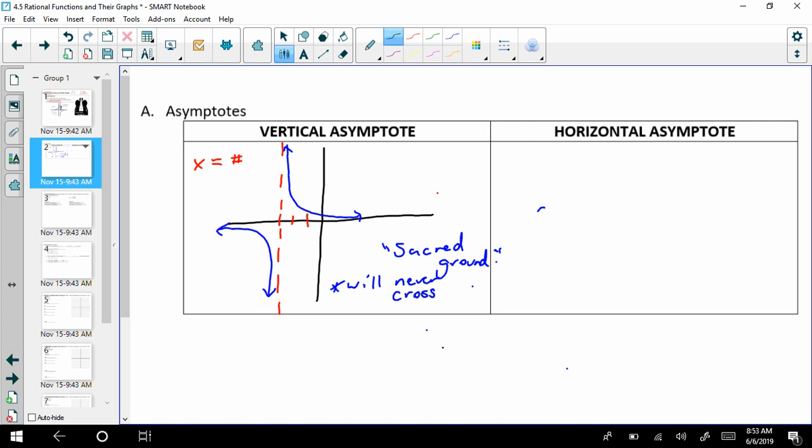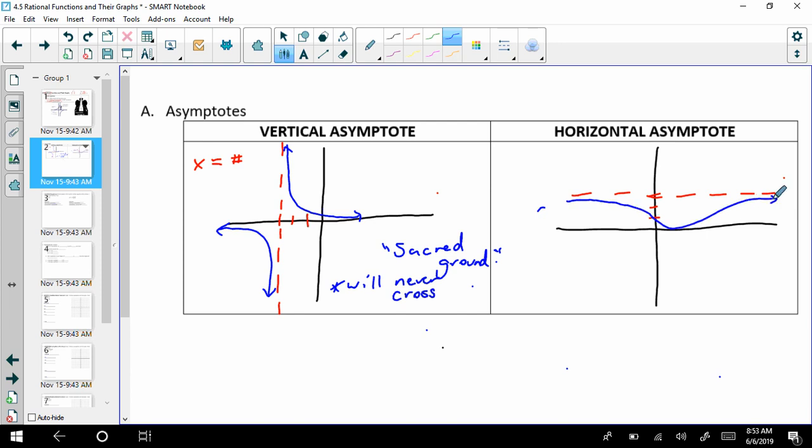On the other hand, we have horizontal asymptotes, and let me use black. These work the exact opposite. If I had my coordinate plane, let's say our horizontal asymptote is up at 3. One possibility I could see the graph do is maybe something like this. Notice both ends are going to get closer and closer and closer to the horizontal asymptote.